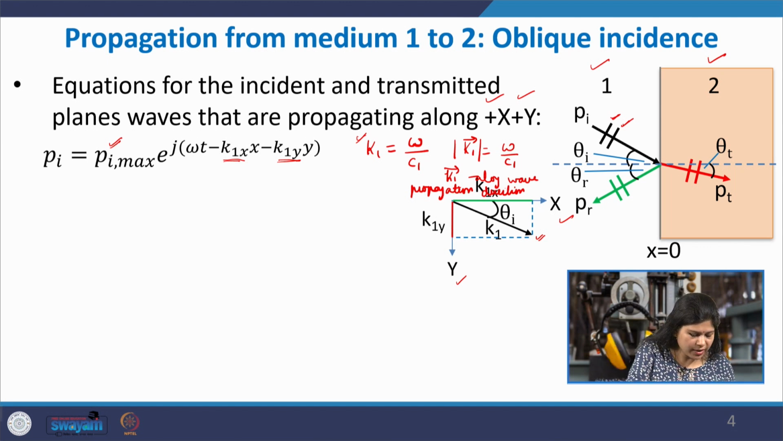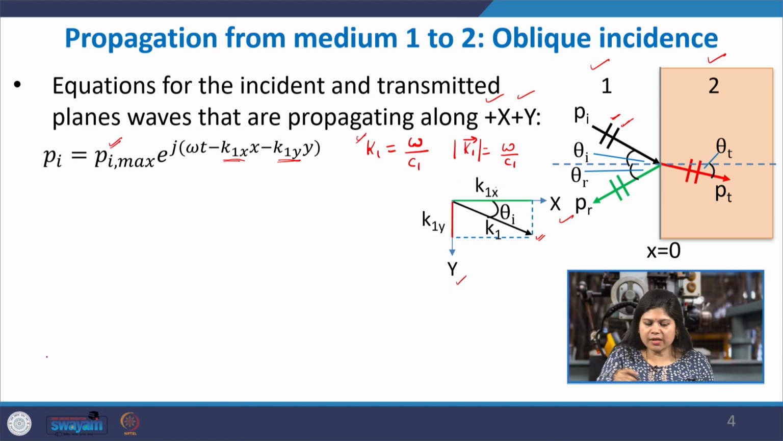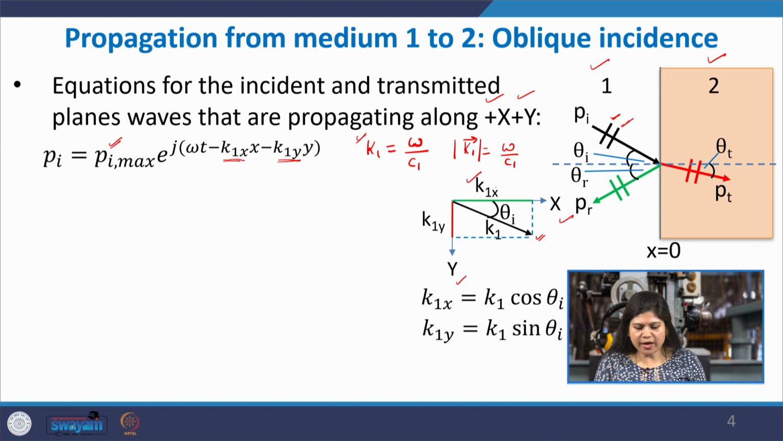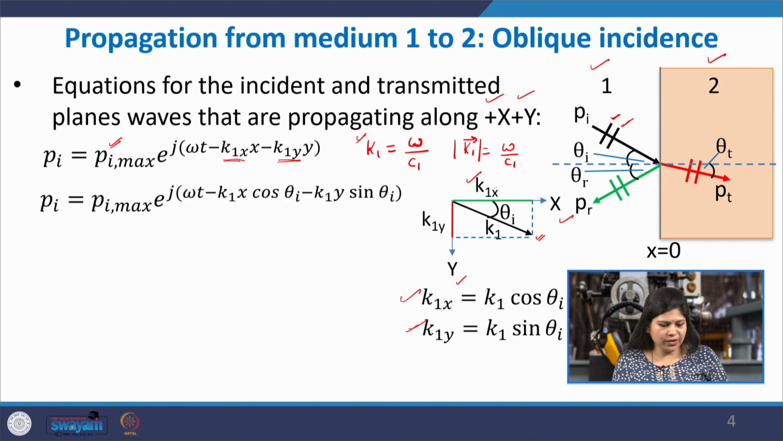Just so that this is visible to you, I am going to erase this part. This is our k1x, the x component of the k1 vector, and k1y, the y component. We are using k1 because it is the k of medium 1. What is the relationship between the two? As you can see from the figure and simple trigonometry, k1x is k1 times cos theta I and k1y is k1 times sin theta I. Let us replace this in the above equation. After replacing, this is the equation we are getting.